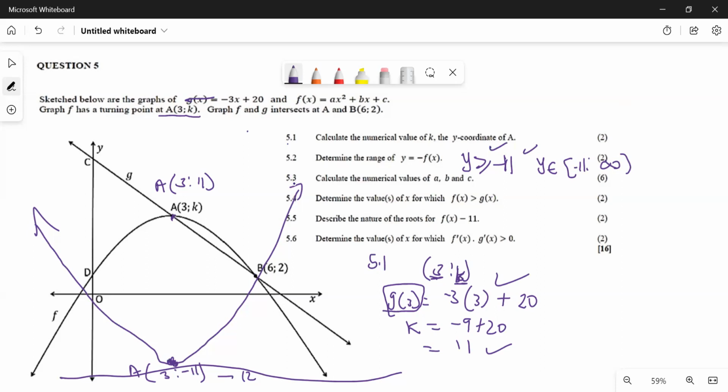Okay, let's go to 5.3 then. In 5.3, they say we should determine what is going to be a, what is going to be b, and what is going to be c. Okay? Now, how do you determine this one here? It means you need to determine the equation.